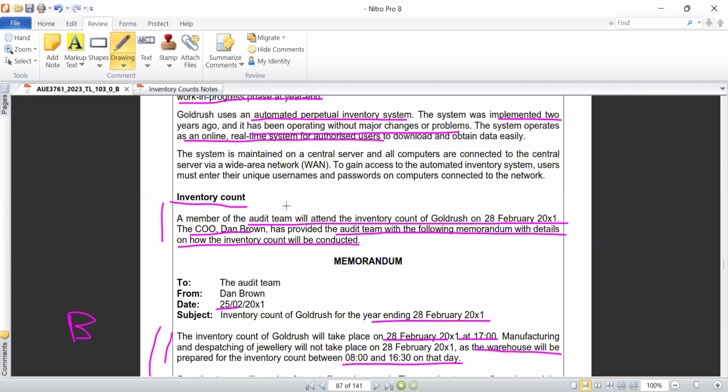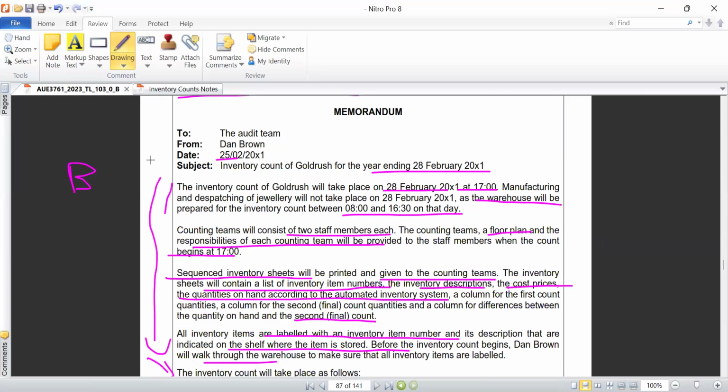So now a member of the audit team will attend the inventory count of Gold Rush on the 28th of Feb 2001. Now, the COO, Danny Brown, has provided the audit team with the following memorandum with details on how the inventory count will be conducted. So let's see the first point. The inventory count of Gold Rush will take place on the 28th of February 2001 at 5 p.m. All right. Manufacturing and dispatch of jewelry will not take place on the 28th of Feb 2001.